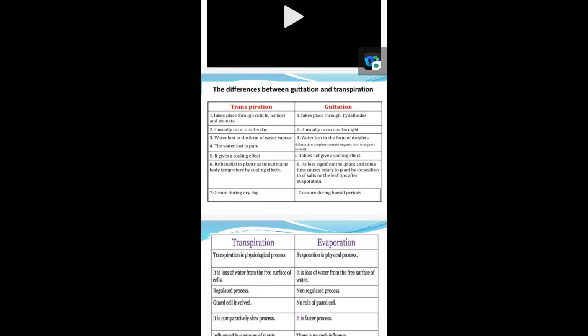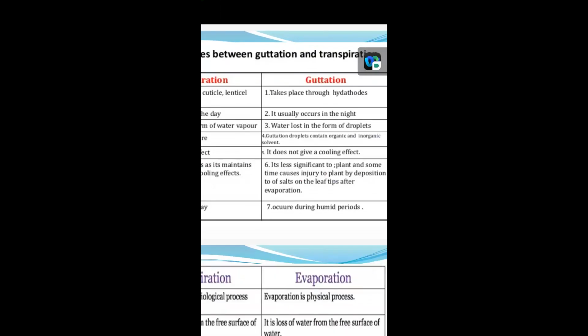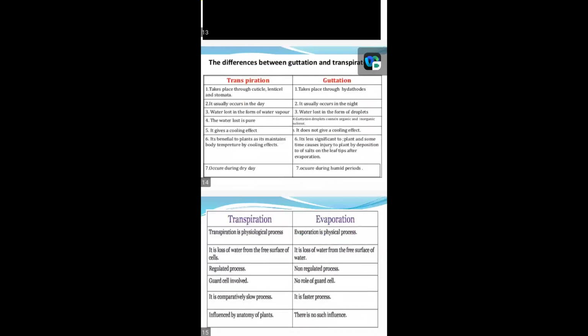So in both cases, there is a loss of water, but in transpiration the water is lost in the form of water vapors, whereas in guttation the water is lost in the form of water droplets. Normally transpiration takes place through the stomata, whereas guttation takes place through the hydathodes.